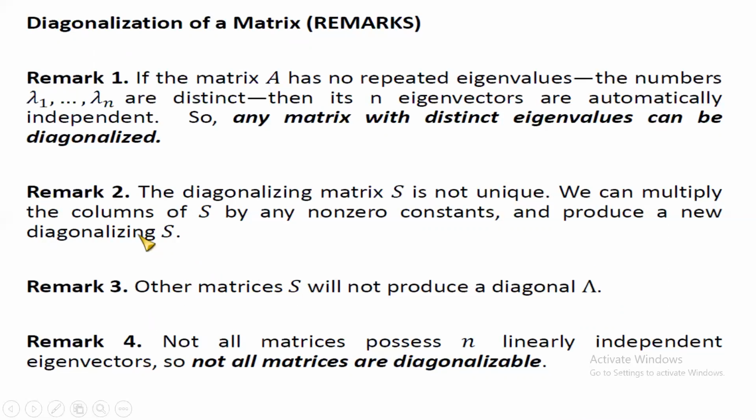So you can't say that you multiply the columns by a particular constant. Yes, you can get a different diagonal matrix, but some other types of matrices will not produce a diagonal lambda. Not all matrices possess n linearly independent vectors, so not all matrices are diagonalizable. It's not necessary that if they are not linearly independent, they are not diagonalizable, but if they are linearly independent, definitely they are diagonalizable. Some matrices without linearly independent eigenvectors might still be diagonalizable, but there is a chance that they might not be.